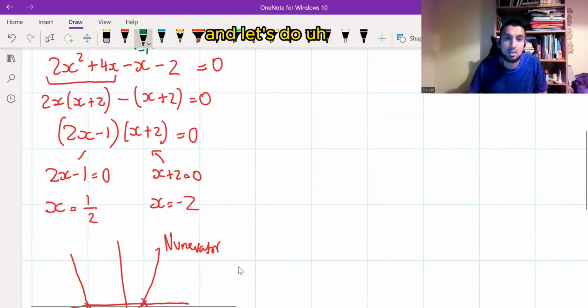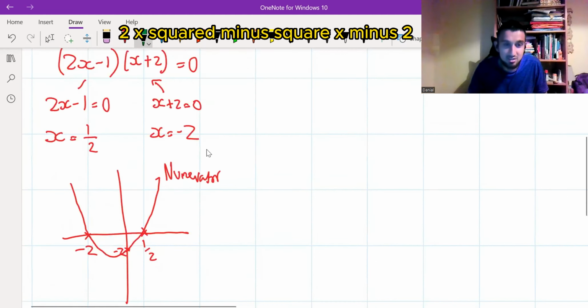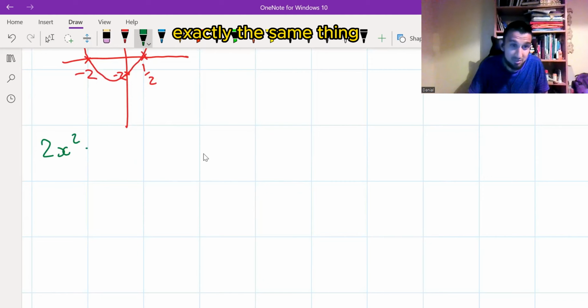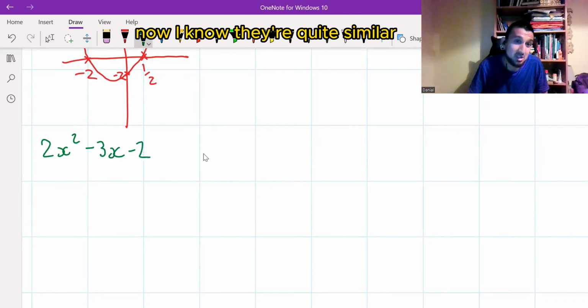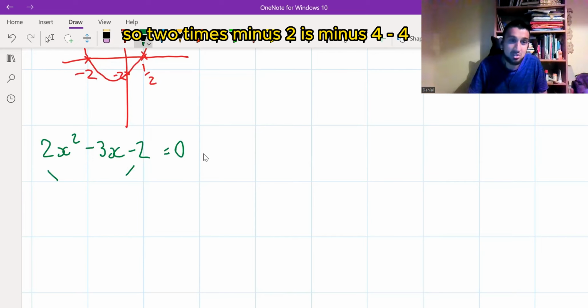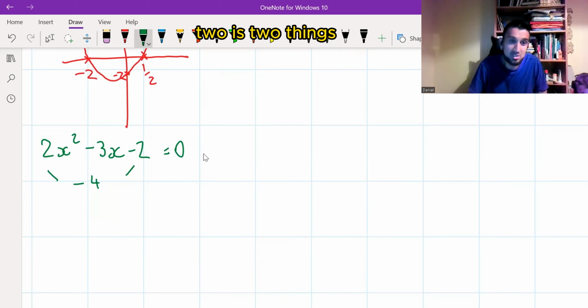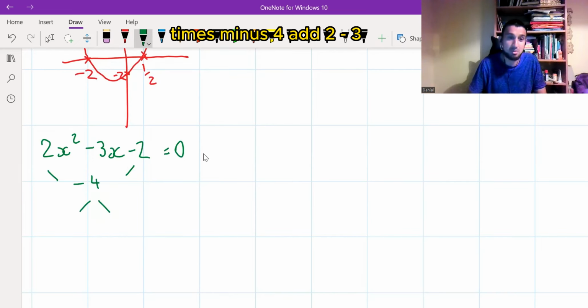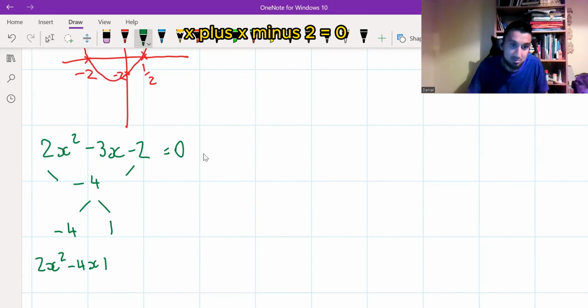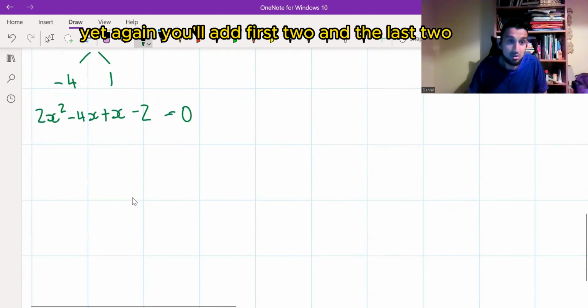And then let's do the other one in green, 2x squared minus 3x minus 2. Exactly the same thing. Now, I know they look quite similar, but they're different functions, so we need to do it again. So 2 times minus 2 is minus 4. Which two things multiply to minus 4 and add to minus 3? It will be minus 4 plus 1 this time. So it will be 2x squared minus 4x plus x minus 2 equals 0. Yet again, we will factorize the first two and the last two.